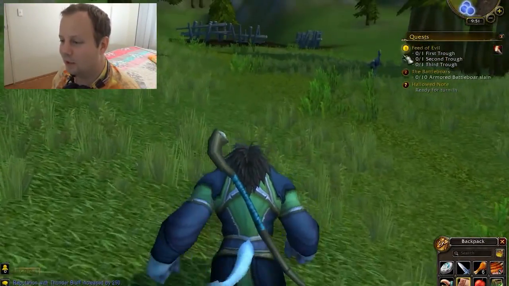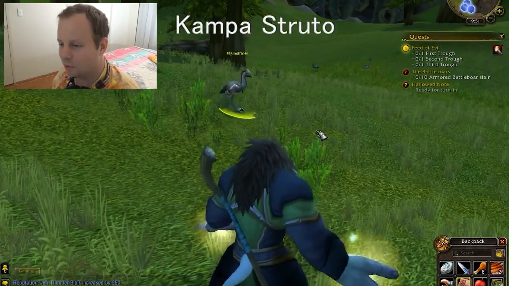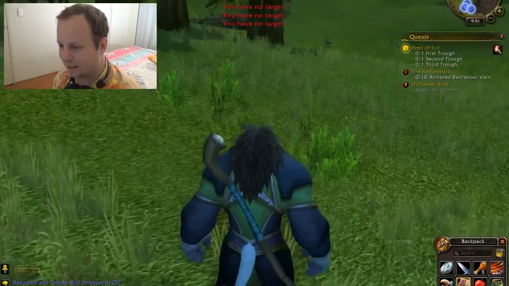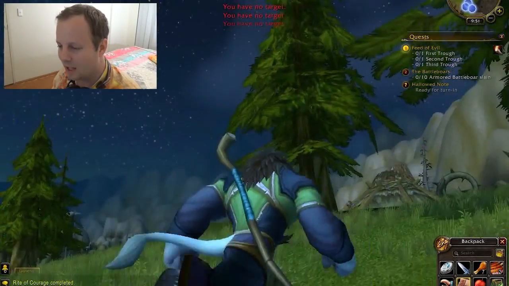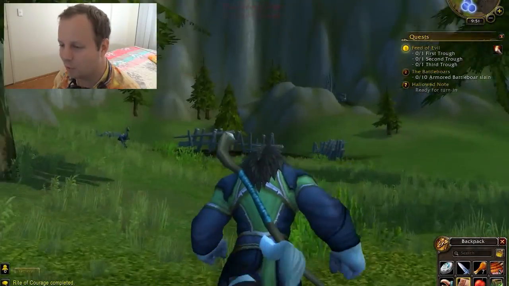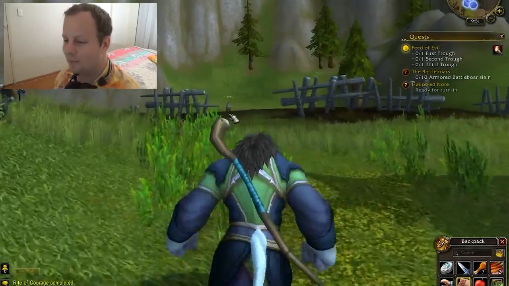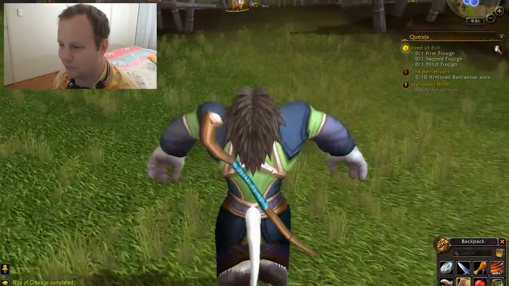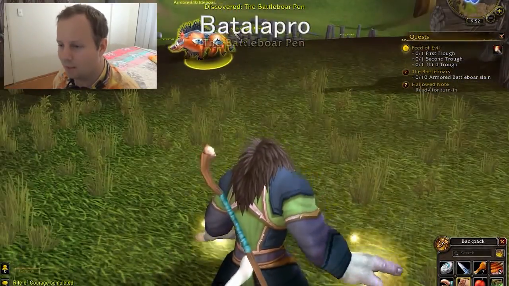Now, I'm just going to head back over here. I might randomly kill one of these, this Campo Struto just here. Now, you see, we've got all these big trees around here. To me, I don't know about you guys, unless you're into all the botanical stuff, these just look like pine trees. So, the word for a pine tree is pino. Pino. It's pretty easy to remember. It's just spelled P-I-N-O. Now, we're going to get some of these battle boars over here. Do you remember what the word was for battle boar? It was batal apro.